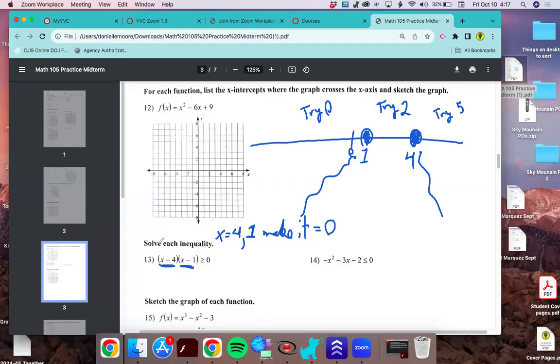And then when I say try them, we're going to go ahead and shoot it into the inequality and see if it gives us what we want. Does it give us a greater than 0 output? Remember what greater than 0 looks like. It means it'll be positive, you know.